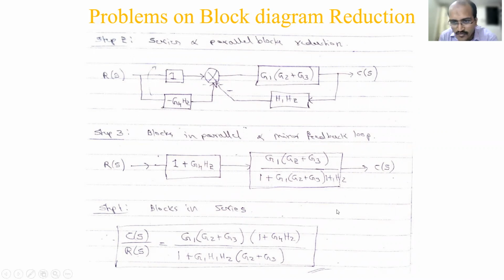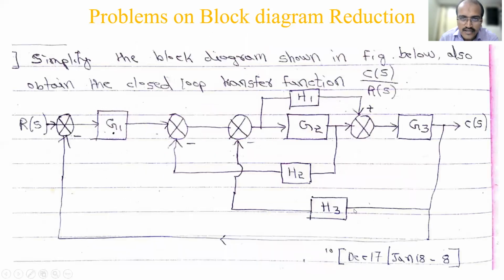So now we'll take another problem, which we are going to discuss after rule number 3. Even these rules are required. Series, parallel and minor feedback loop are the basic rules. They will be required. Along with that, some cases we could not solve. Then we go for takeoff point and summing point things. So this is the next problem.